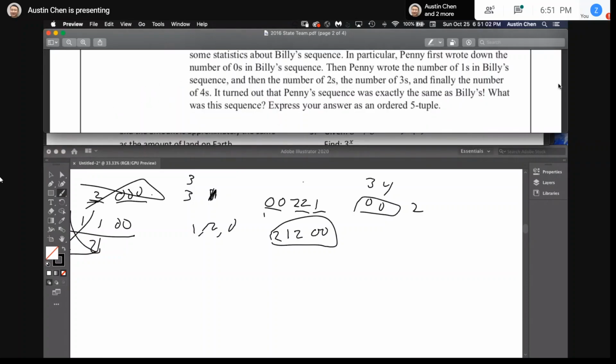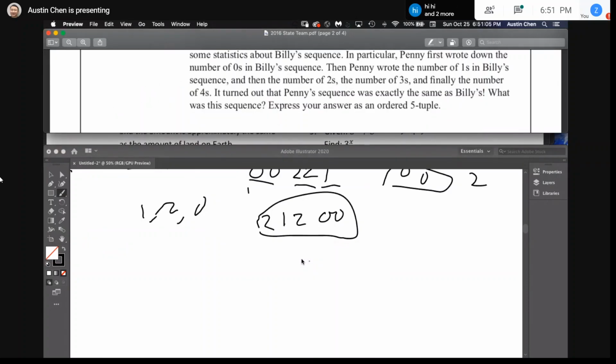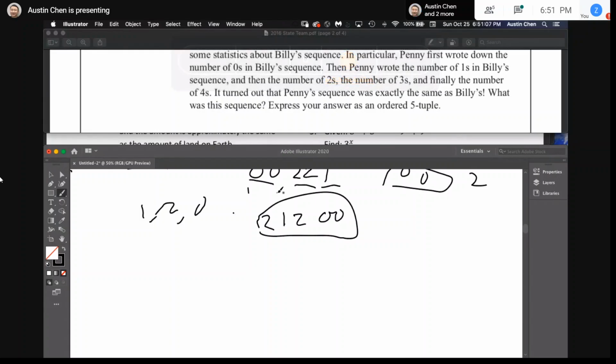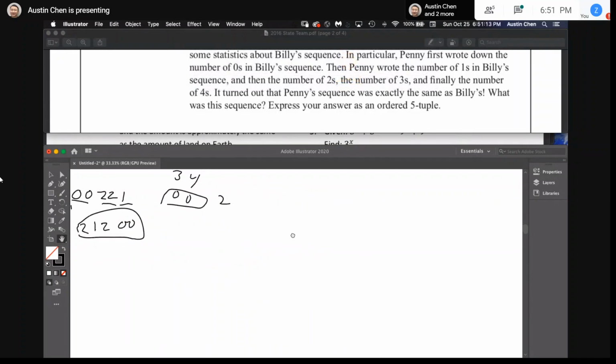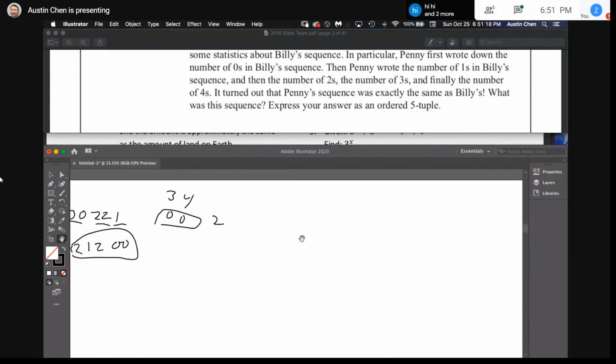21200. So I was also thinking of another way to do this, but it's not very rigorous at all. I just randomly thought of it and it worked. So what it was is that I started with a sequence of five zeros. And then I kept listing out sequences that describe the sequence before it.